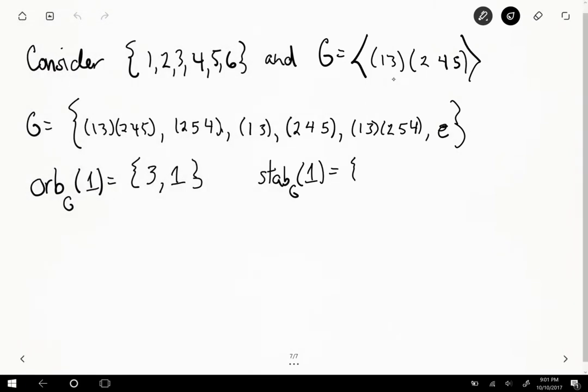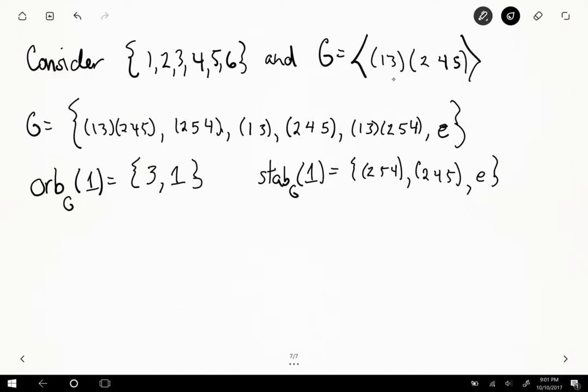Well, notice 1 shifts to 3 in this first element, so that doesn't fix 1. However, the second one does fix 1. Okay, so notice we have 2, 5, 4. That's an element. Okay, second term, 1 goes to 3, so that does not fix 1. This term, our 2, 4, 5, notice that does fix 1, so we can put that in our stabilizer. That stabilizes 1. And then 1, 3, since that's in there, that's not stabilizing 1. And it's shipping 1 somewhere else, so that's not in there. And then we have our E, right?